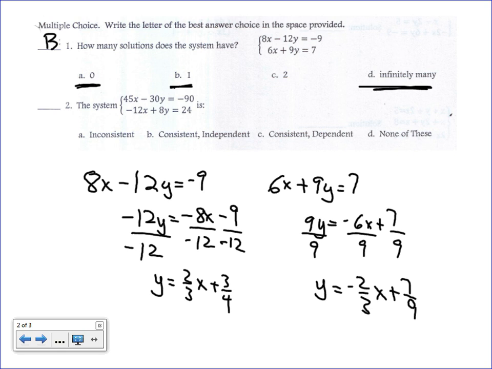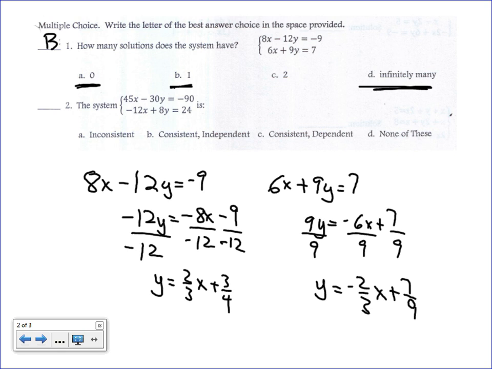Questions about number 1 there? All right. Number 2 is basically the same question, but this time instead of saying 0, inconsistent, 1, independent or infinitely many dependent, it says those words. So guys, this is the same question. So I go about solving it the same exact way.